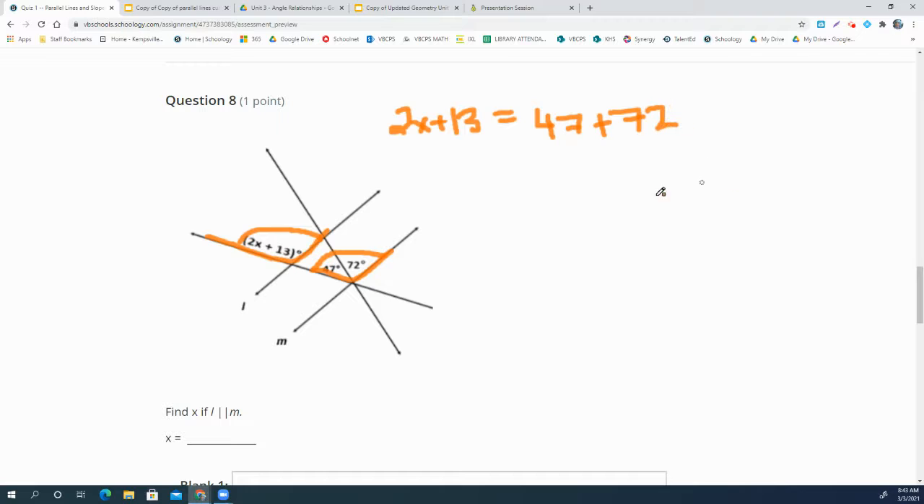So if you haven't written yourself any notes yet, this is what you want to do. Write yourself a note. This one obtuse corresponding angle adds up to or equals these two corresponding angles. Okay?